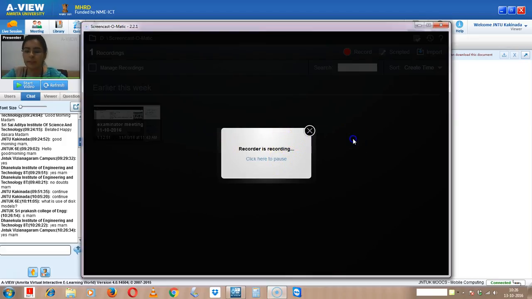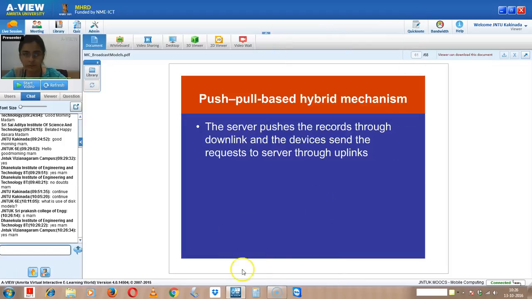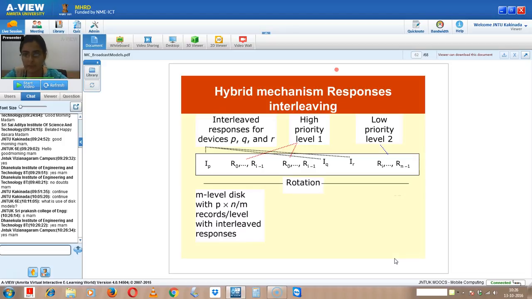This we have read before, but this is some real-time environment thing. See, I told you before that the server pushes the records through downlinks, sends the request to the server through uplink. This already everybody knows. So this is the hybrid mechanism response interleaving.